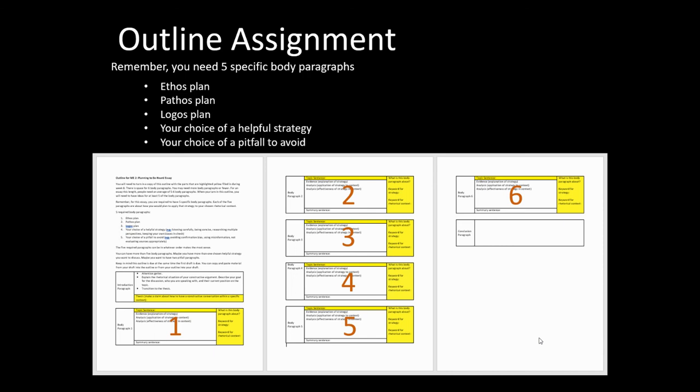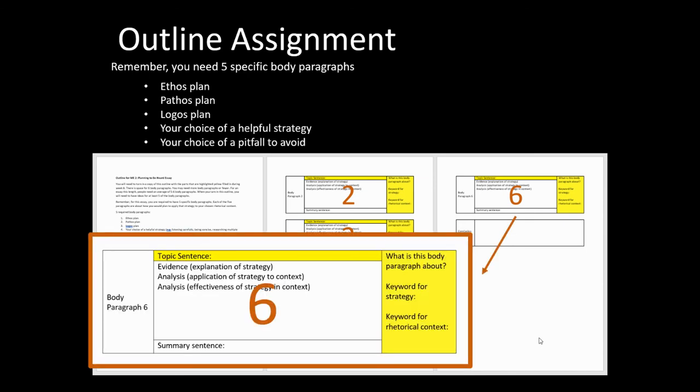So remember, you need an ethos paragraph, a pathos paragraph, logos paragraph, choice of a helpful strategy paragraph, choice of a pitfall paragraph to avoid. And remember, you have a 6th body paragraph that is optional. If you would like to include another strategy, you can, or you can leave that 6th one blank. Also remember that there is a copy of a filled out outline for the essay Creating Miss Clean in the weekly folder, so you can look at what a completely filled out outline looks like.